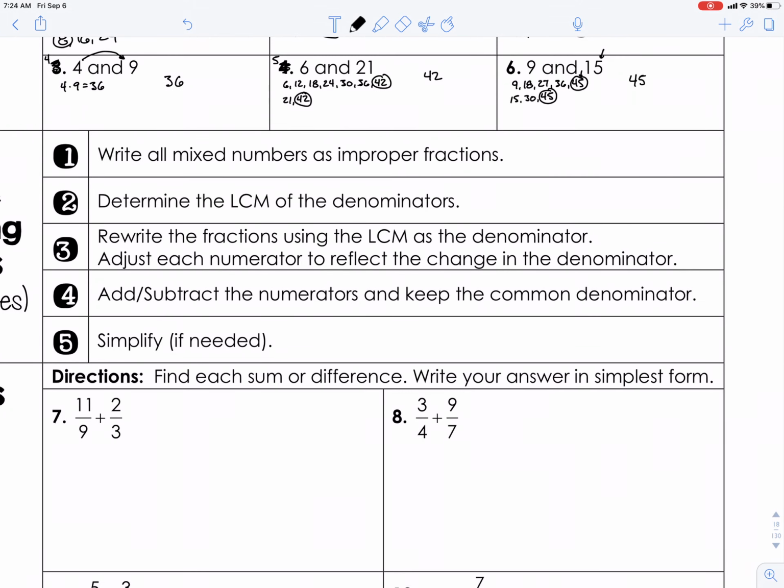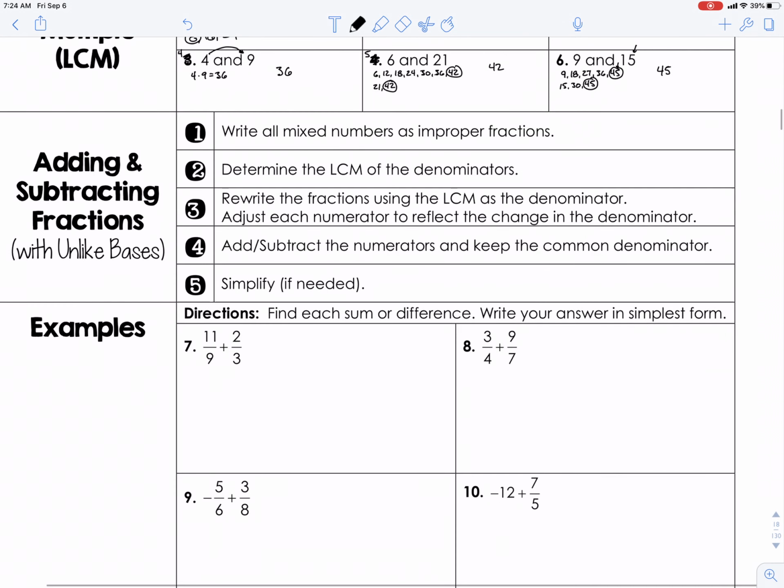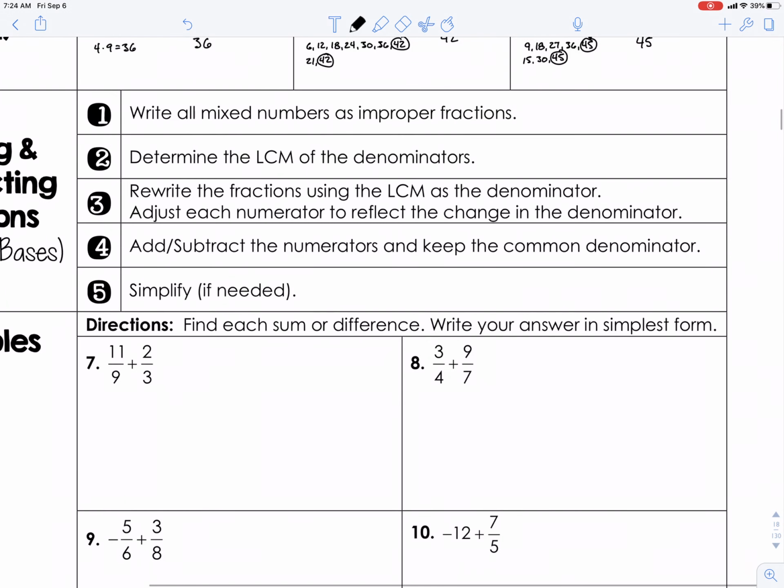Let's look at this next section. Adding and subtracting fractions with unlike bases. That's what this whole lesson is about. So the first thing you need to do, here are the steps. If there's a mixed number, convert it to an improper fraction. That's the thing where we multiply and then add. Okay? That will convert it to an improper fraction if it's got a whole number with it.